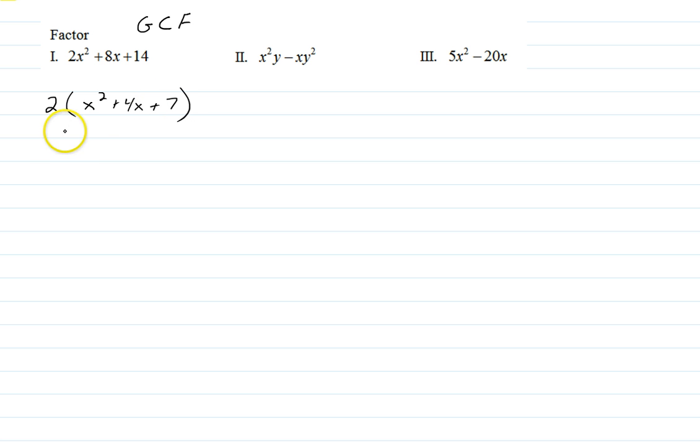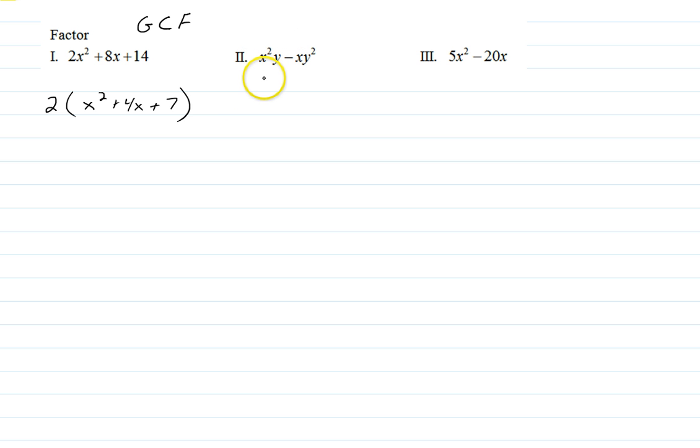And here you would keep going to see, could it factor? You'd want to keep going here and see, could I get something that multiplies together to give us 7 but add to 4? But since 7 is prime, it's either 1 or 7, and that won't make 4. So that's our answer there.